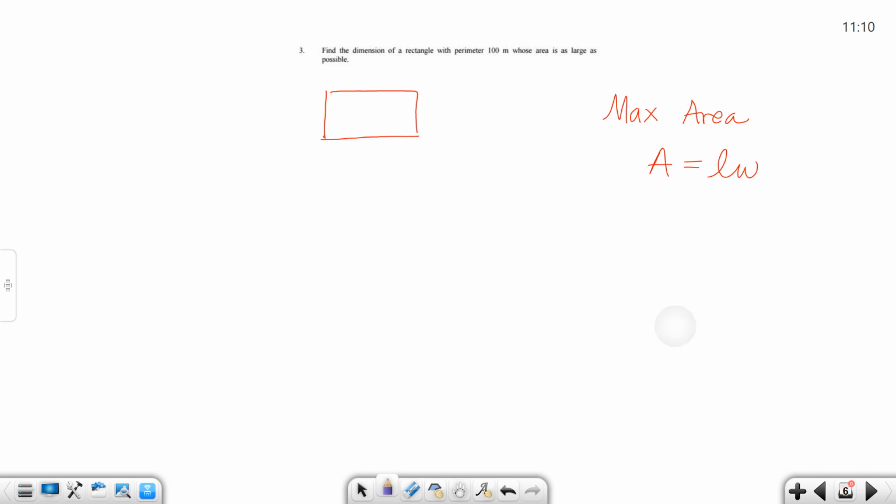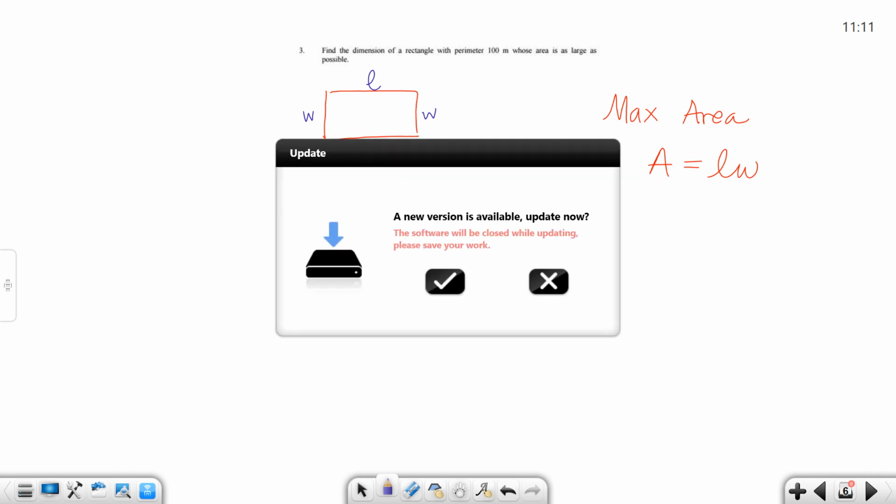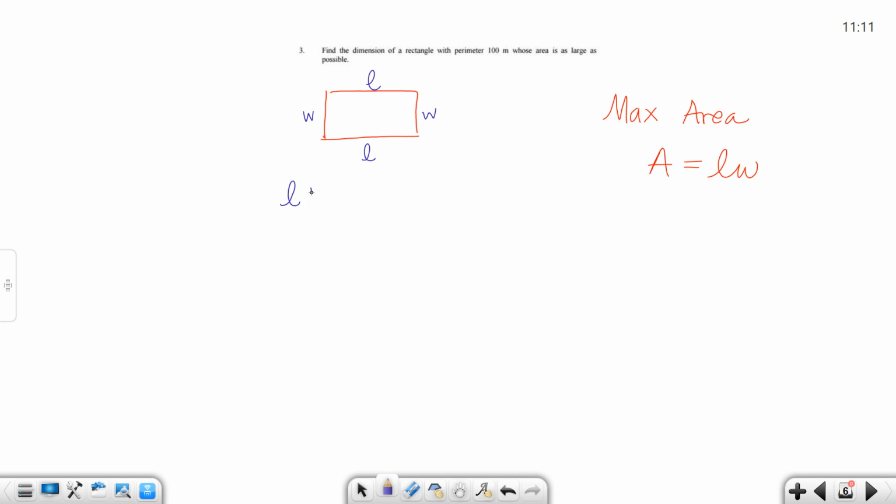Now going back to my rectangle for just a second, I'm going to call this side the width, and I'm going to call this side the length. You could have labeled them differently, it doesn't matter which side's the length and which side's the width. But what I know about this is the perimeter is 100 meters. So remember, perimeter means add up all the sides. So if I start at the top and go right, and then go to the bottom, and then go to the left side, that's going to give me 100 meters.